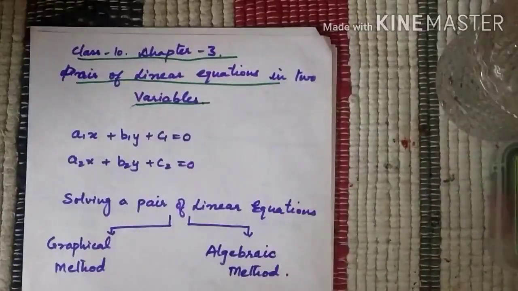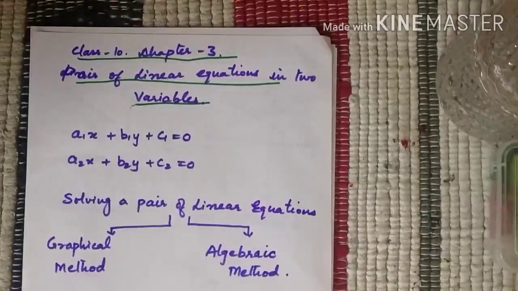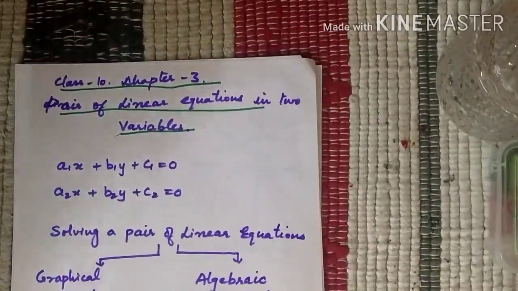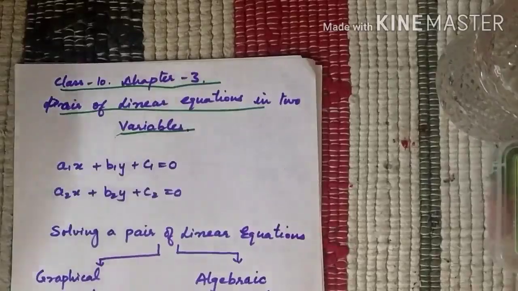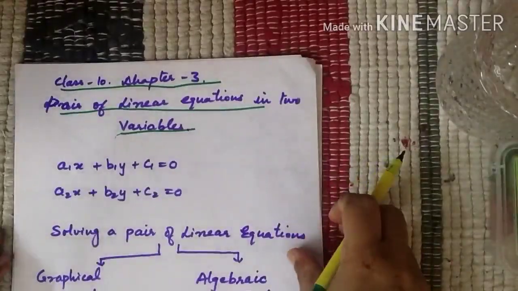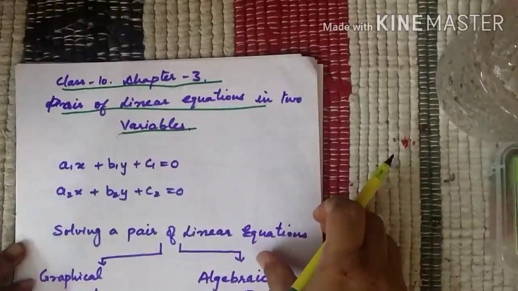Welcome students. Today, since your UTs are coming, we are revising chapter 3, pair of linear equations in two variables. So in this video, I am going to quickly recapitulate whatever we have done in this chapter. Pair of linear equations in two variables, as you all know, the general form of a linear equation in two variables is ax + by + c = 0.